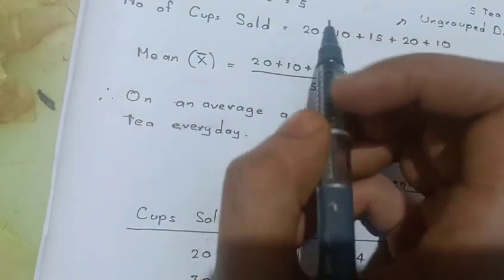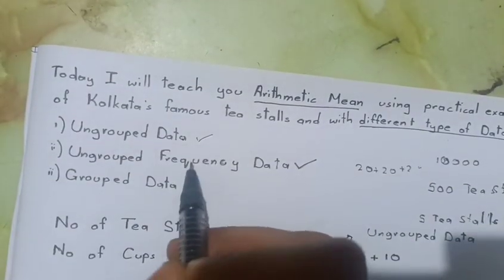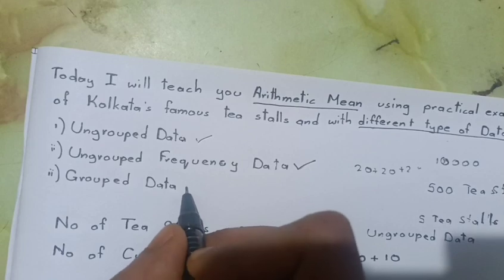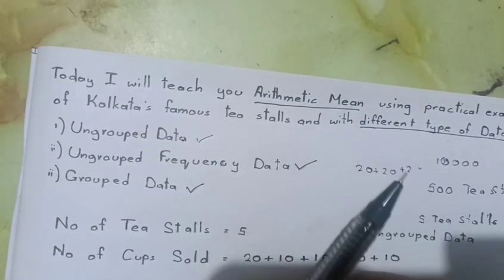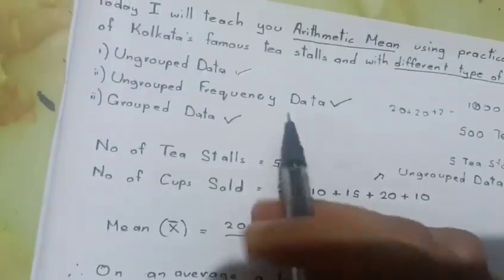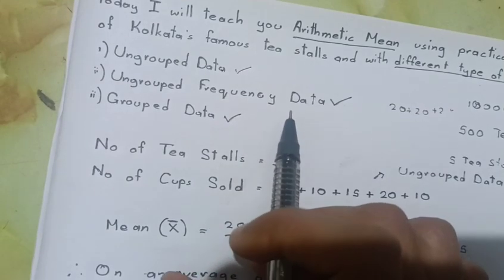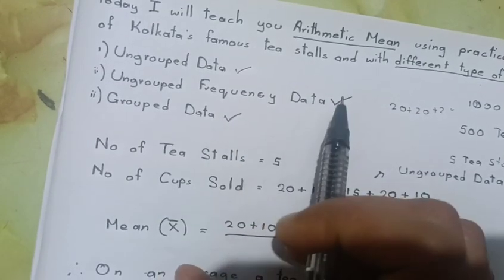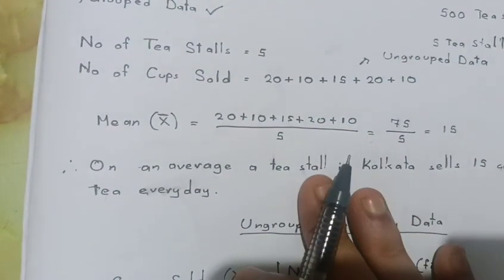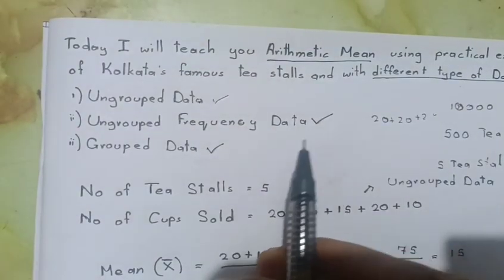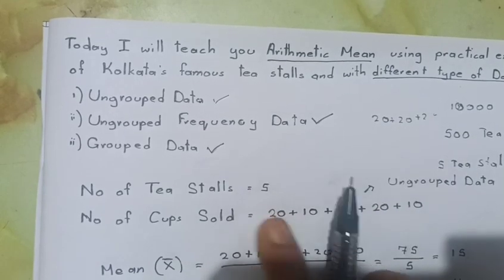So that was the difference between ungrouped data, group frequency data and group data. What we are doing here is that finding the average or arithmetic mean is simple, but it becomes different when we are trying to find the mean from different types of data sets. So that's how I taught you today how to find mean from different types of data sets. Now you understand ungrouped data, ungrouped frequency data, and group data class intervals.